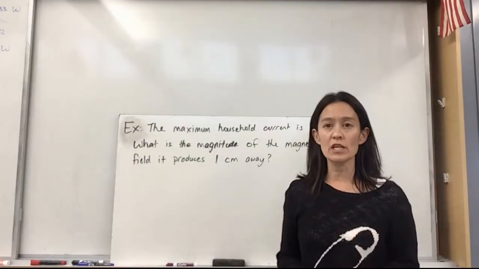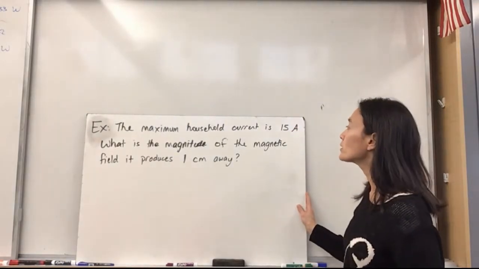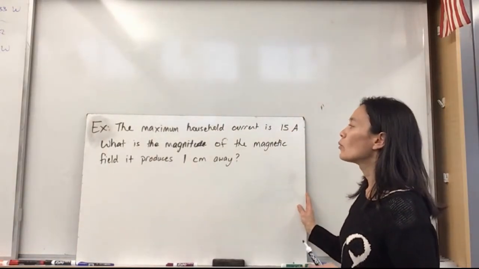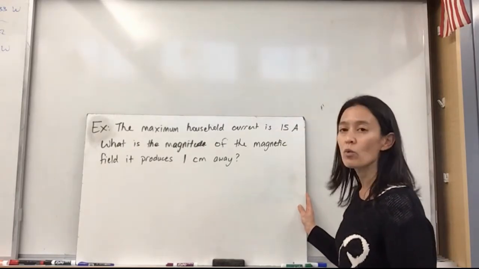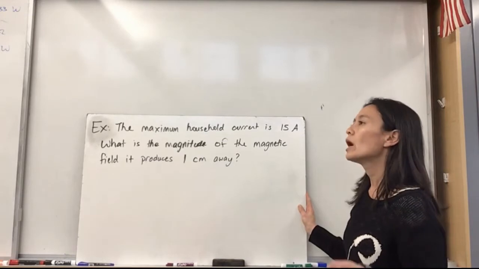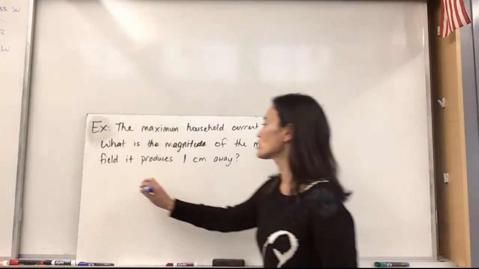Okay, so let's just do two examples of magnetic field. This first one says the maximum household current is 15 amps. What is the magnitude of the magnetic field that produces 1 centimeter away? So if you had a wire that had 15 amps running through it, what would the magnetic field strength be about a centimeter away? So this one is pretty straightforward.